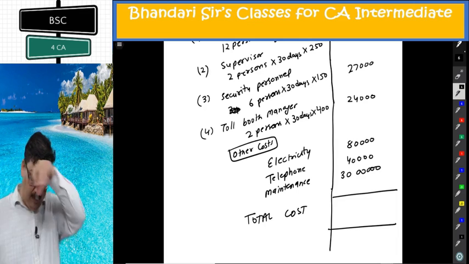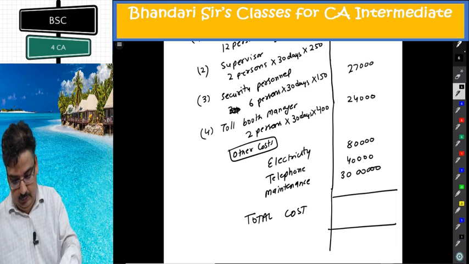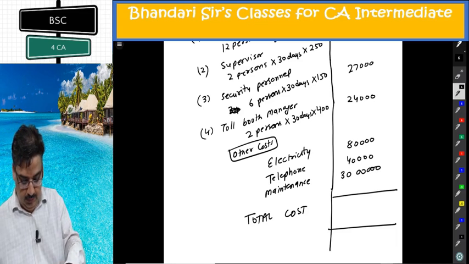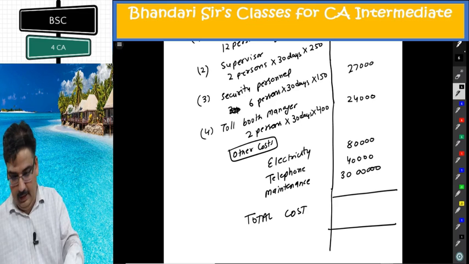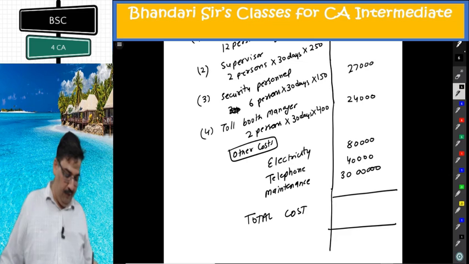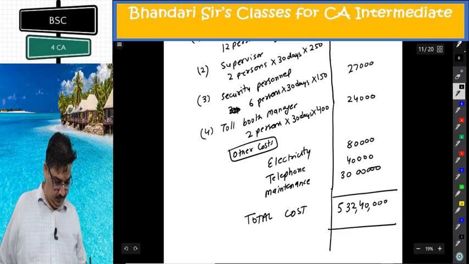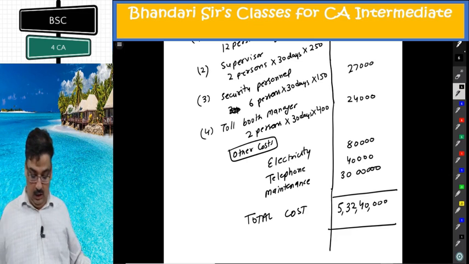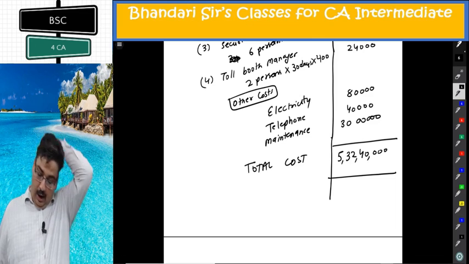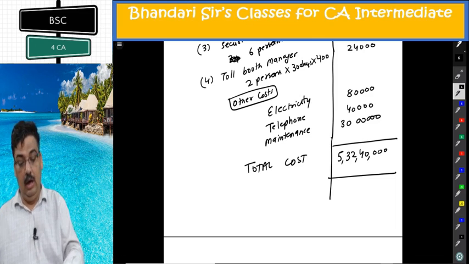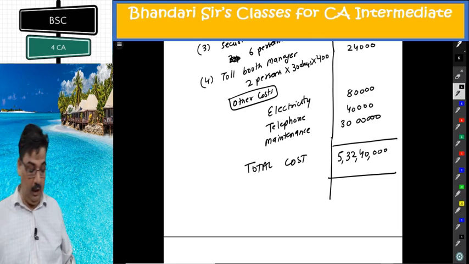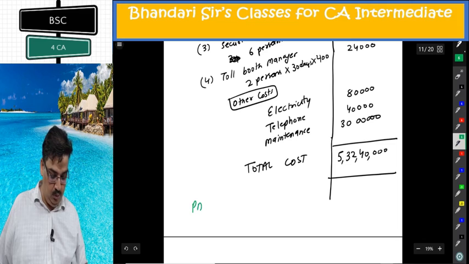It starts with the big 5 crore, 54,000, 15,000, 27,000, 24,000, 80,000, 40,000, 30 lakh and 5 crore. 5 crore, 32 lakh 40,000. You will get a total cost of 5 crore 32 lakh 40,000. Now I need to get this cost on a per kilometer basis. So part 1 is what I am trying to solve.